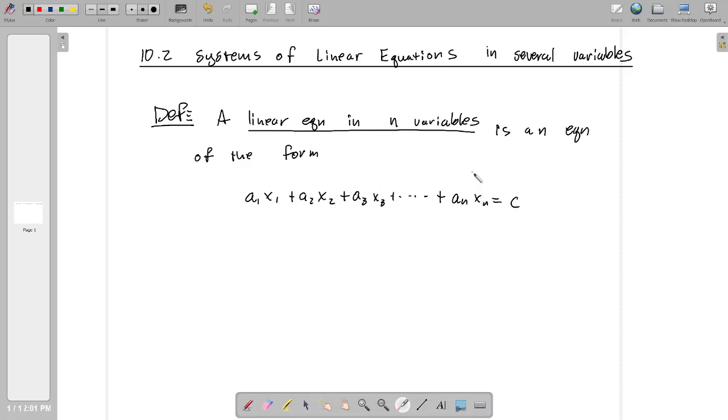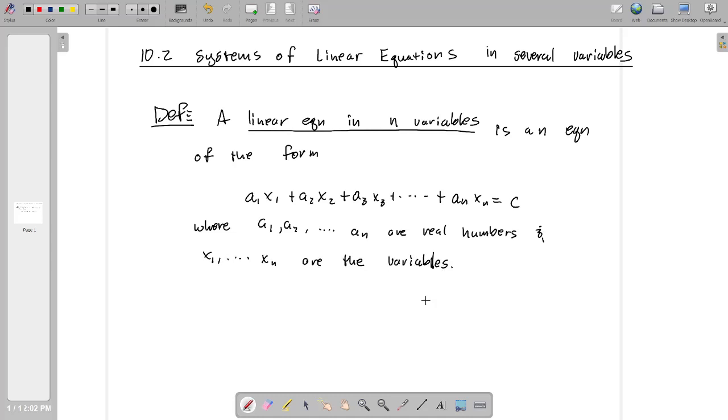It would be like x, y, z, w, using all the different letters of the alphabet, except n could be more than 26, in which case we would be out of letters. That's why we number them. This is not x to the first power and x to the second power and so on. This is x sub 1, the first variable, x sub 2, the second variable, and so on. Where a sub 1, a sub 2, all the way up to a sub n are real numbers, and x sub 1, all the way up to x sub n are the variables.